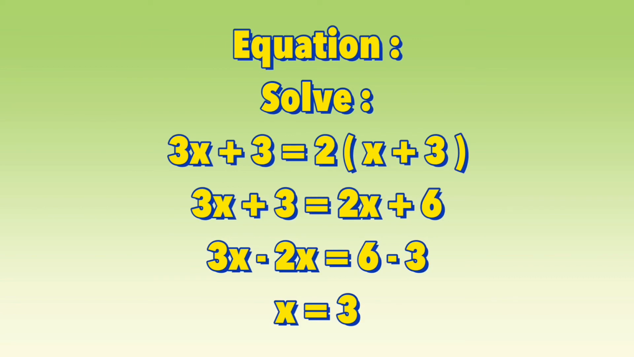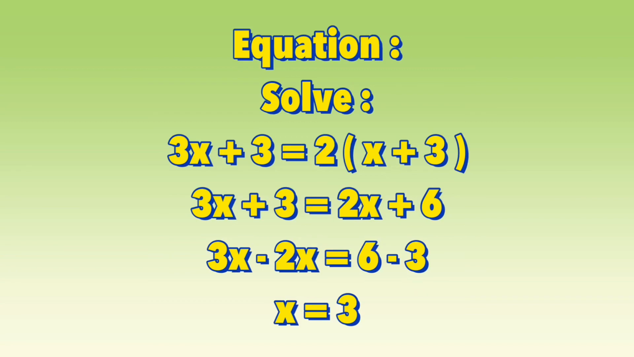Okay, to solve the equation, we copy the 3x plus 3 equals, and multiply 2 times x equals 2x, and 2 times 3 equals 6. Next, we transpose the 2x to the left side of the equation and the constant from the left side to the right side. Now we have 3x minus 2x equals 6 minus 3, because positive changes to negative. Then 3x minus 2x equals x, and 6 minus 3 equals 3.